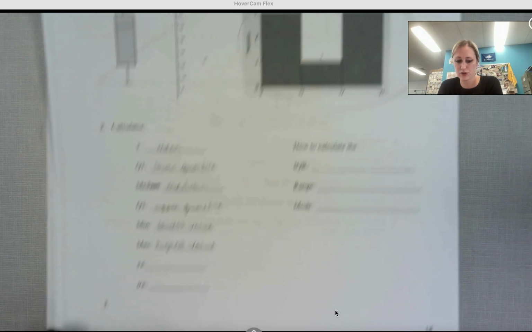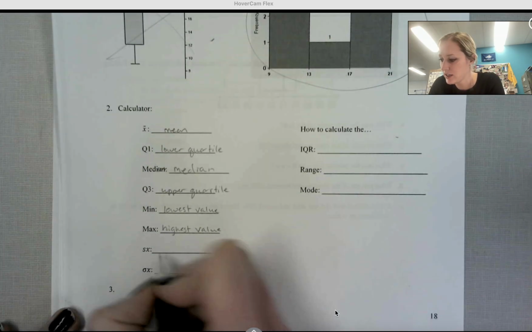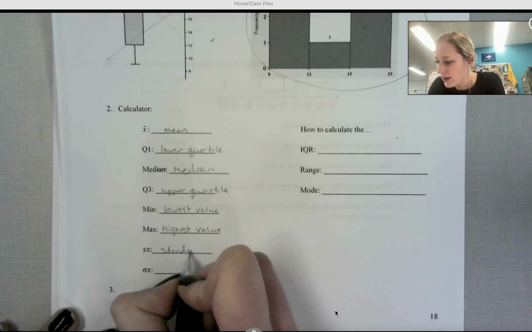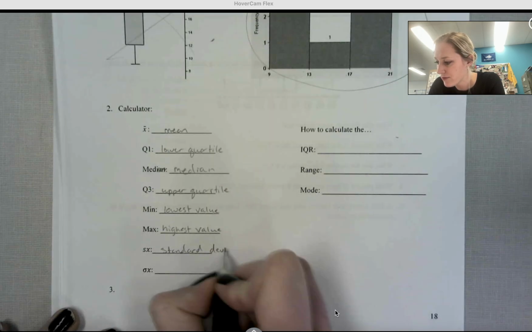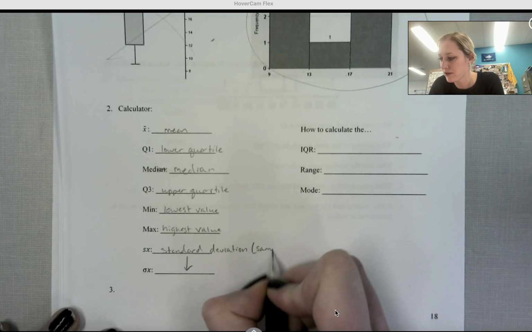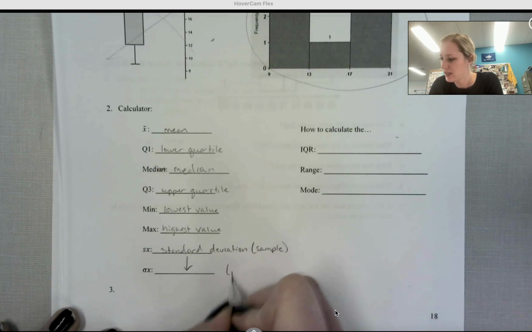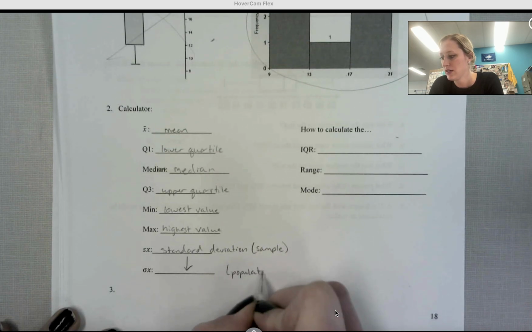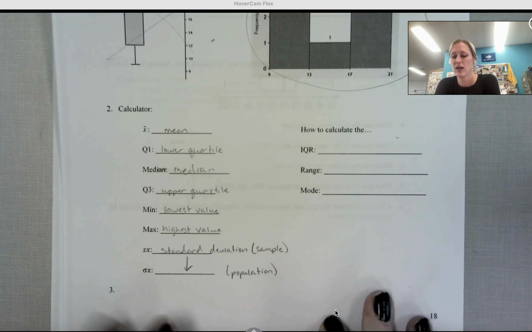And remember, these are 2 different standard deviations. Both of these are standard deviation. But remember, this one is for a sample. This is typically the one we're going to use. This one is population.